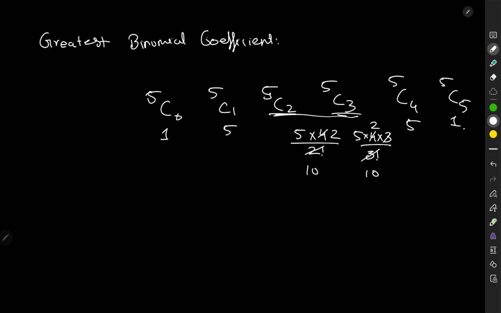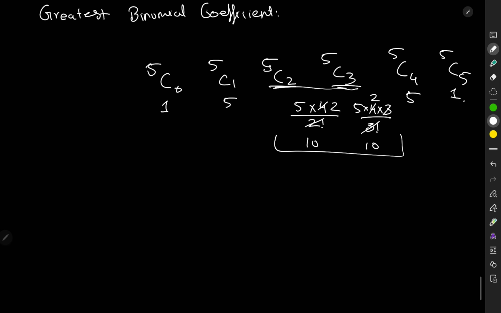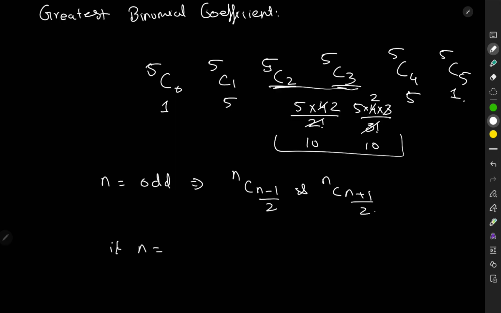Fine. So as you can see, when n is odd, this middle term's coefficient is the greatest, right? So I can generalize it as when n is odd, the greatest coefficient will be nC(n minus 1)/2 and nC(n plus 1)/2. Okay, and if n is even, it will be nC(n/2).